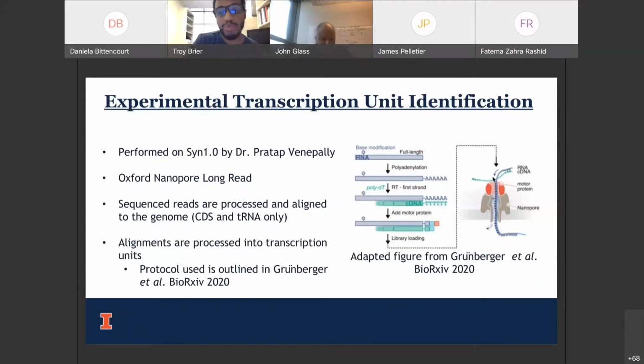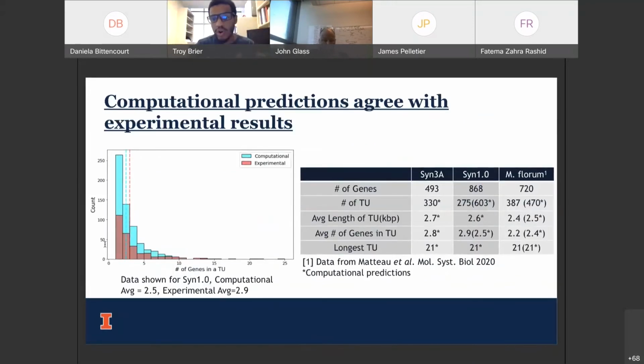And then that RNA prep is fed through a membrane nanopore to be sequenced and determine where it falls along the genome. And so those sequence reads are processed and aligned to the coding regions, which is the CDS and the tRNA genes. And then these alignments are processed into transcription units. And so now we have a roughly one-to-one comparison between computational approach and experimental approach to identify these transcription units. And so I'll quickly go over some of the results of these studies.